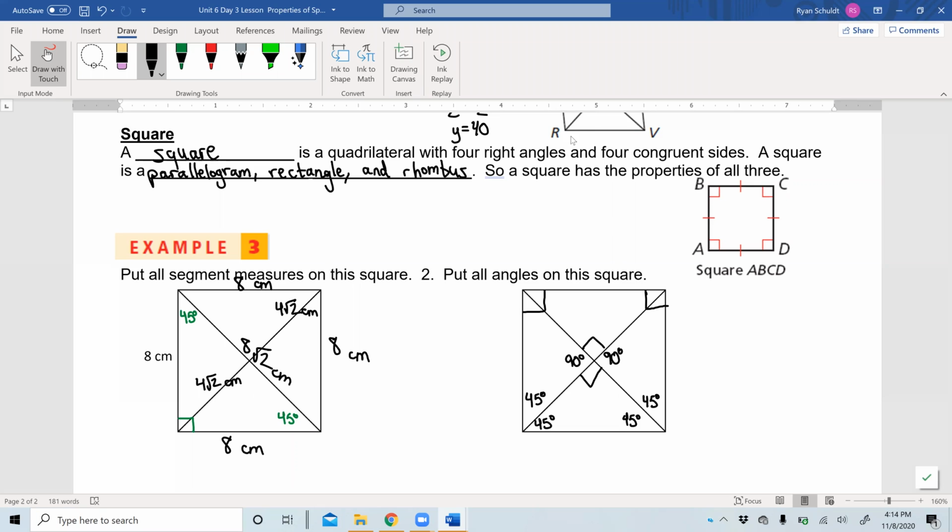That means this is the end of the notes. I tried to keep it short, quick, fast. So then that way we'll have plenty of time for the assignment and guided practice. So stay tuned.